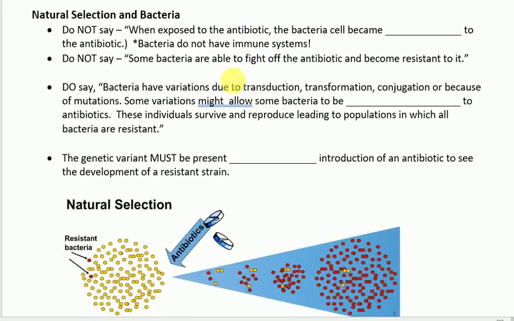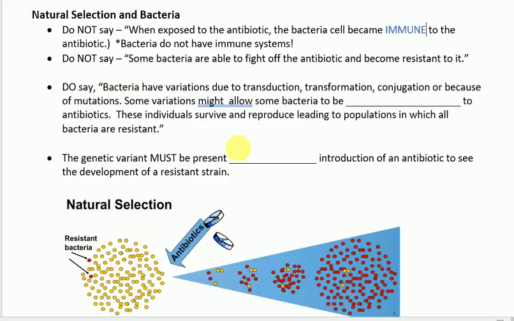So, natural selection of bacteria. Here are a couple do nots. Do not say when exposed to the antibiotic, the bacterial cell became immune to the antibiotic. Bacteria do not have immune systems. Also, do not say some bacteria are able to fight off the antibiotic and become resistant to it. That doesn't happen. So how would you approach natural selection with bacteria?